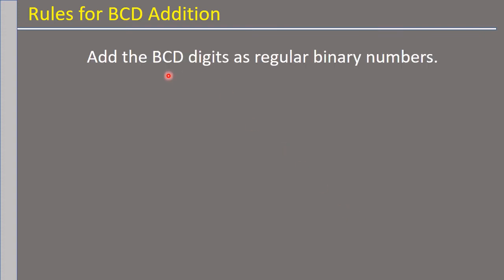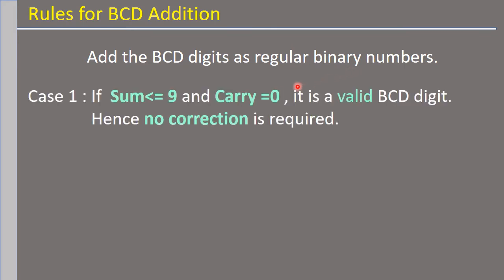Before doing the actual BCD addition, let's go through the rules for BCD addition. In step 1, add the BCD numbers by using the rules of normal binary addition. After addition, we can come across one of these 3 different cases. Consider case number 1. Here, when we perform BCD addition, the sum obtained is less than or equal to 9 and there is no carry generated. In this case, the sum is in valid BCD form and no correction is required.